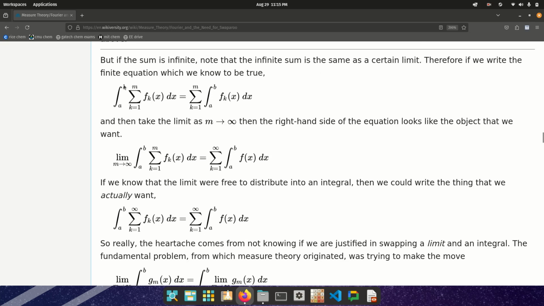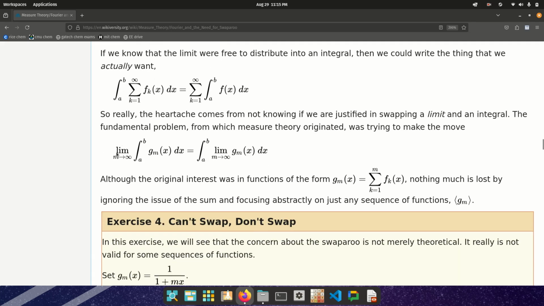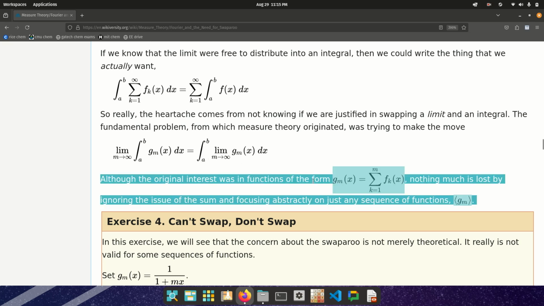We actually don't know whether we are justified in passing a limit over an integral. And so, although we were interested in sums of functions, the sum seems not to be the interesting, important feature here. Instead, we're more interested in whether limits generally can pass over an integral of any sequence of functions, whether they came from a sum or not.